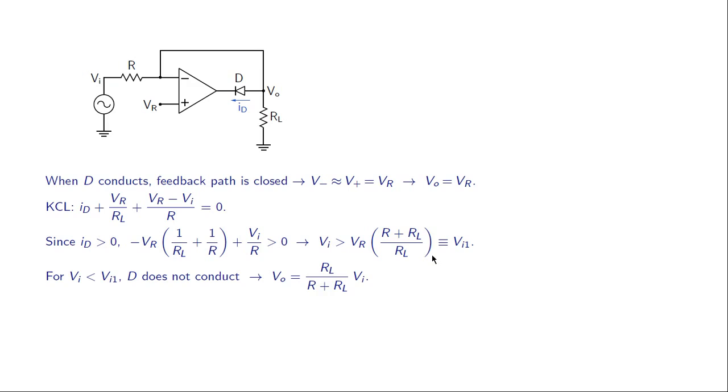Alright. In the other case, that is Vi less than Vi1, the diode does not conduct, so we don't have this current here, and Vi then divides between R and RL, and Vo is given by voltage division. So Vo in that case is RL by R plus RL times Vi. So to summarize, if Vi is greater than Vi1, the output voltage is equal to Vr. Otherwise, the output voltage is RL by R plus RL times Vi.